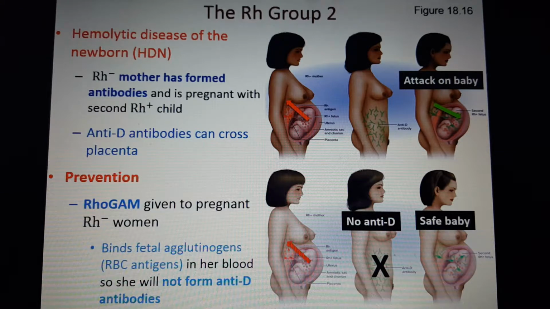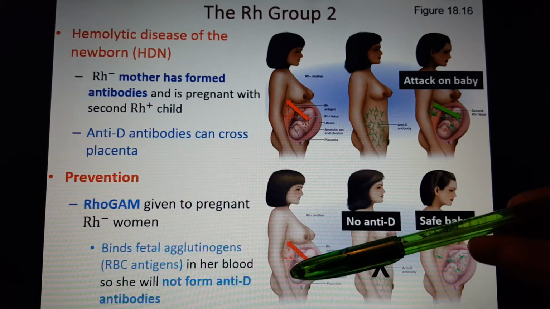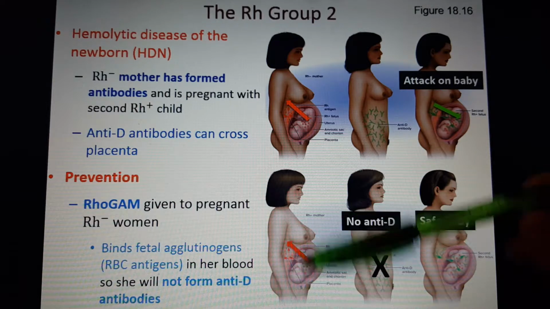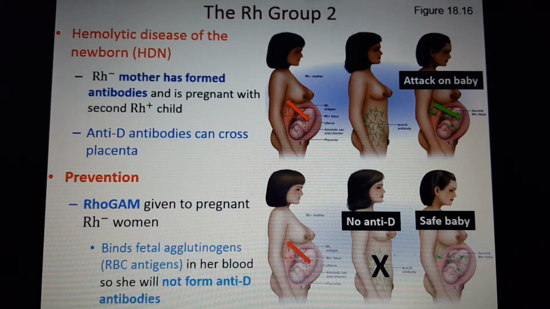To prevent this from happening, once they've tested the mother's blood and realized she's Rh negative, and tested the child's blood and realized the child is Rh positive, after birth the mother is given a shot called RhoGAM. This prevents the mother from producing anti-D antibodies against the Rh factor. So this helps when she becomes pregnant with her second child. There are no antibodies in her body that could attack the child, so she has a safe baby.